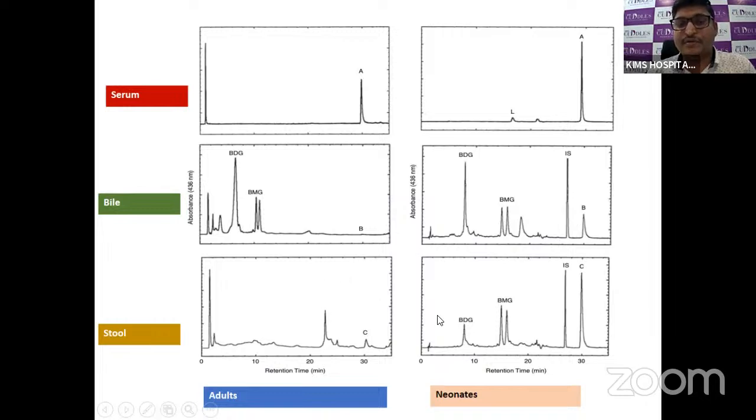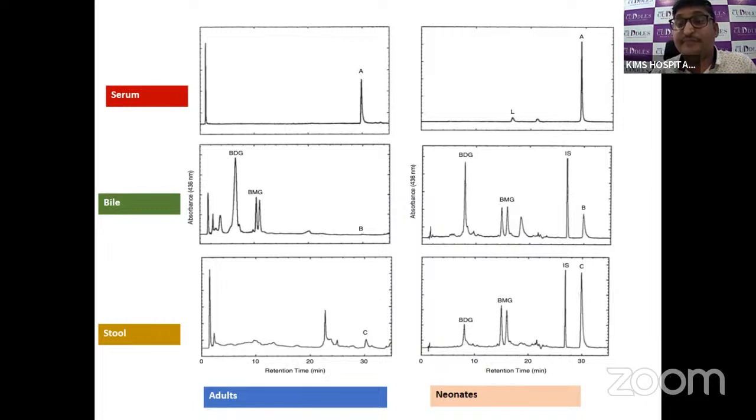When it comes to the stool, this is very important. There are no glucuronides: mono- and diglucuronides are absent in the stool in the adults. In the neonates, they still persist. So the bilirubin diglucuronides and monoglucuronides still persist in the stool, and these are easily reabsorbed into the enterohepatic circulation, which leads to the elevated bilirubin in the neonates. This is one of the risk factors which lead to physiological jaundice in neonates.